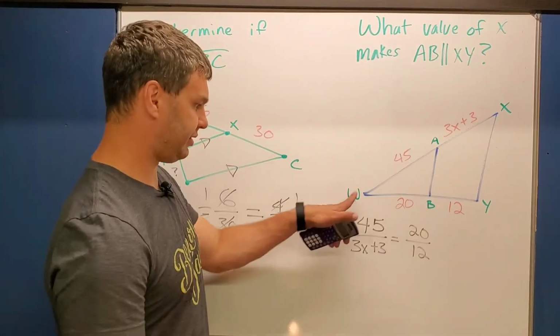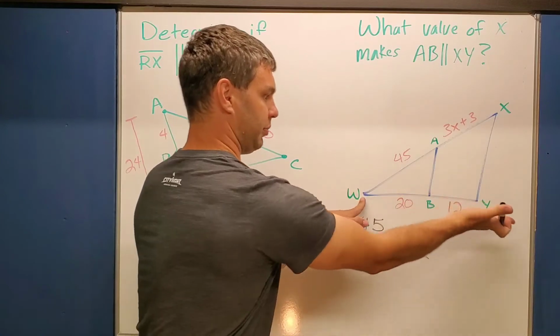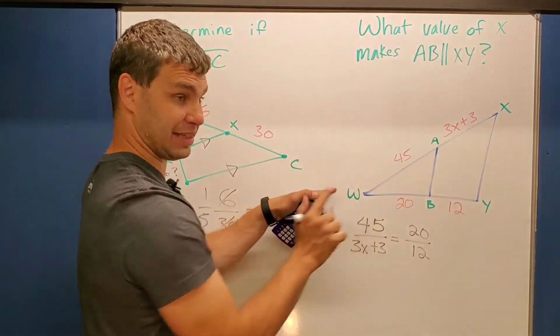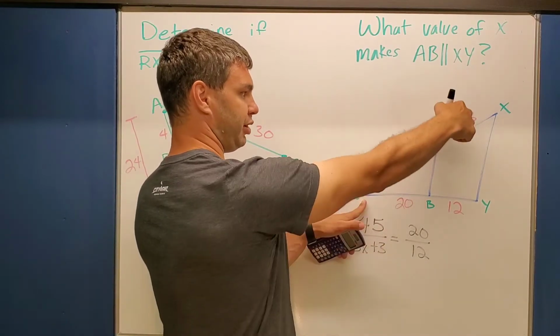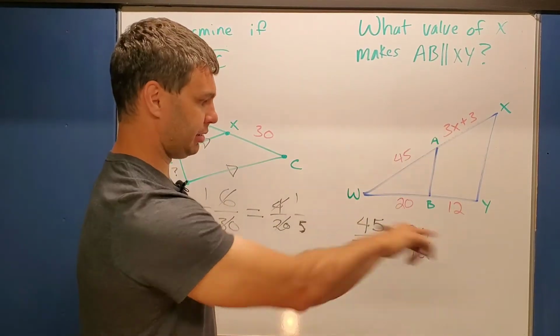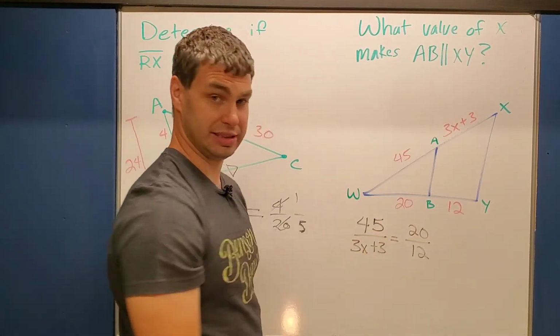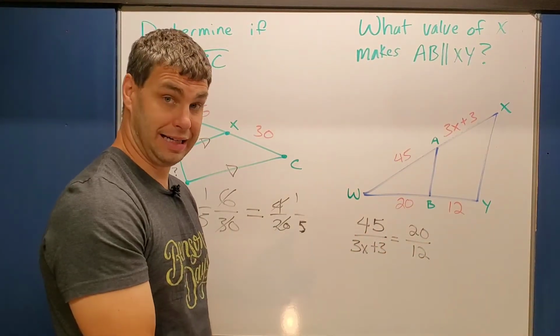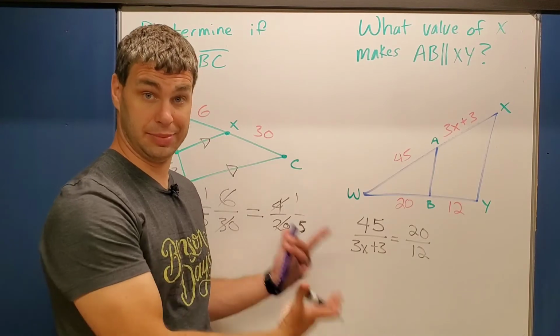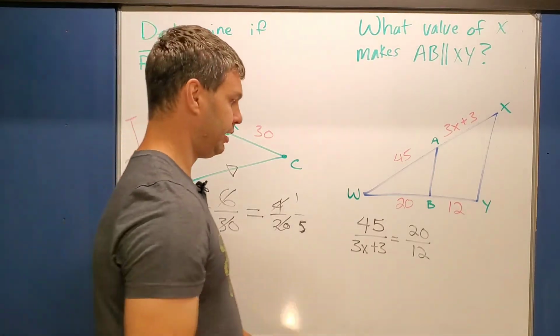All right, so starting at this W, this is the point where both of those sides with the information meet. I'm gonna run along both sides of them, the top and the bottom. Along the top, I have 45 over 3x plus 3. Along the bottom, I have 20 over 12 that you can see there. Fraction that equals a fraction is gonna be my proportion. If I cross multiply, that's how we solve for proportions. If there's a missing variable like x in our case, I can figure this out.